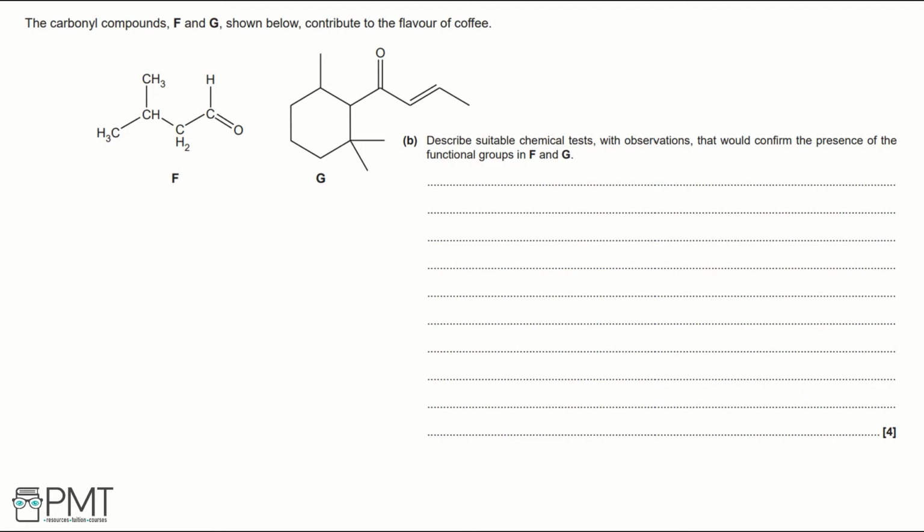Describe suitable chemical tests with observations that would confirm the presence of the functional groups in F and G. So the first thing we need to do with this question is identify the functional groups in F and G. If we start with F, the functional group in F is this aldehyde group. So F, aldehyde, and the test for an aldehyde is going to be Tollens' reagent. So we write Tollens' and the positive test that we would get with the aldehyde, which is a silver mirror.